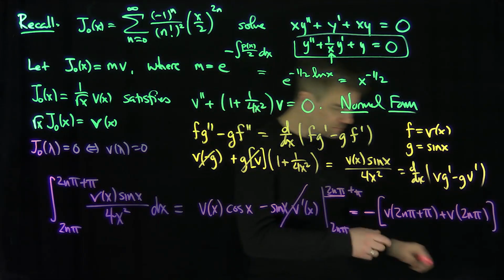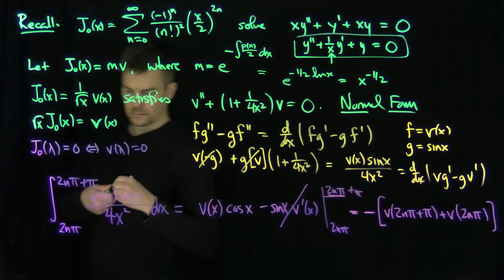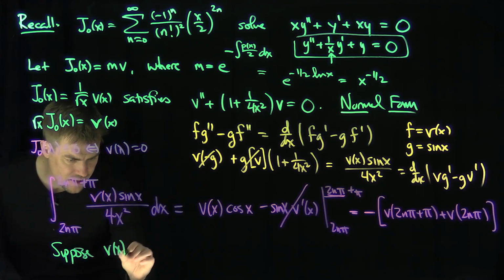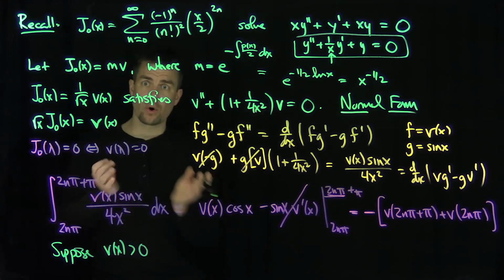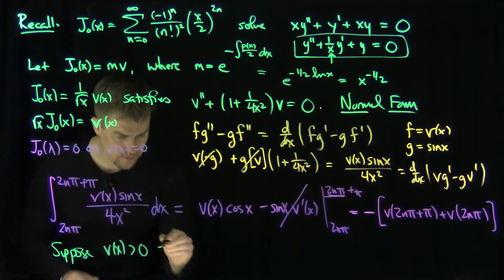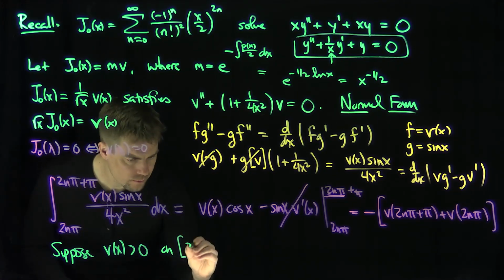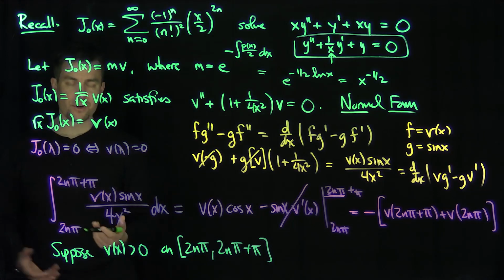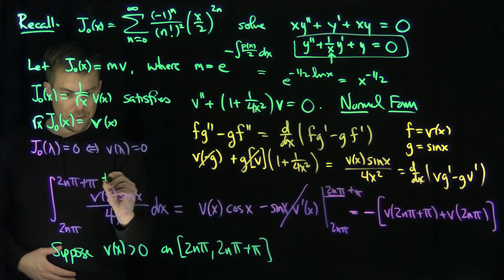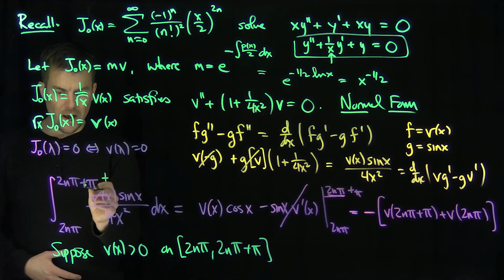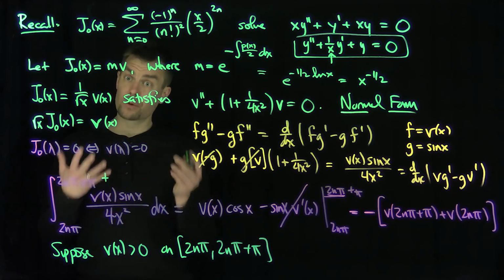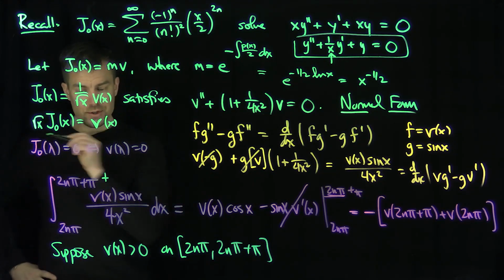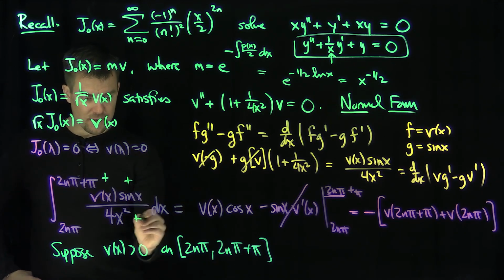So now let's think about this. Let's suppose that v of x is strictly greater than 0. In other words, it does not cross. It's always above the x-axis on the interval 2nπ to 2nπ + π. Then this term would be positive. The sine between 2nπ and 2nπ + π is greater than 0 because it's basically just a shifting of 0 to π. So on 0 to π, the sine is above the x-axis. So this is positive, and this is positive, and this is positive.